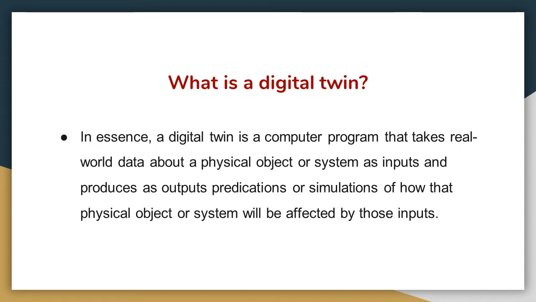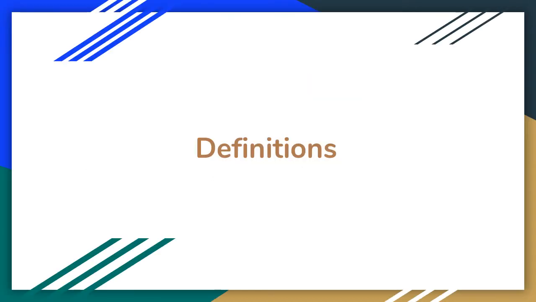In essence, a digital twin is a computer program that takes real-world data about a physical object or a system as inputs and produces as outputs predictions or simulation of how that physical object or system will be affected by those inputs. Now that we have a broad idea of what is a digital twin, a program which actually simulates a physical thing or a system, now let us look into some definitions.